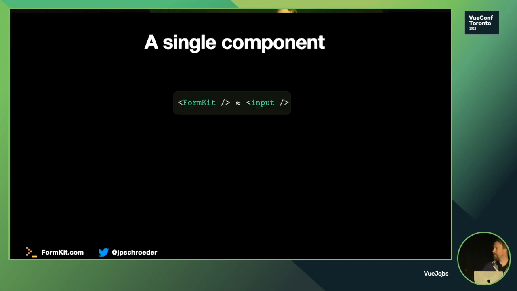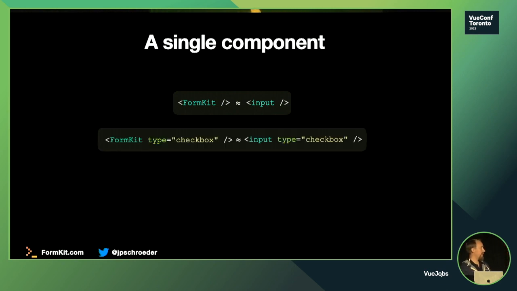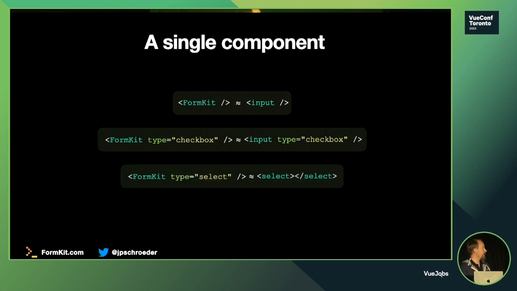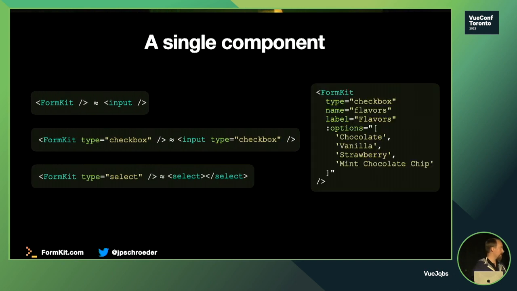Well, what else? Some other neat features. For one, it's a single component, so we're trying to replicate what HTML is doing. Everything is a FormKit. You don't have to remember the 1,000 different component names that exist in UI libraries. This would just give you a text input. If you said type checkbox, it would give you a checkbox, just like an input. If you say type select, it's going to give you a select.